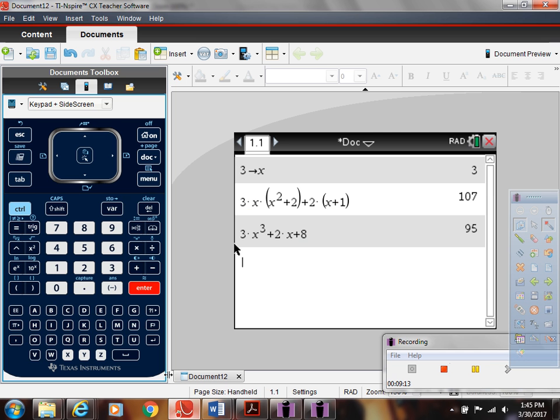Same thing. Just type it in. 3x squared plus 2x plus 8.